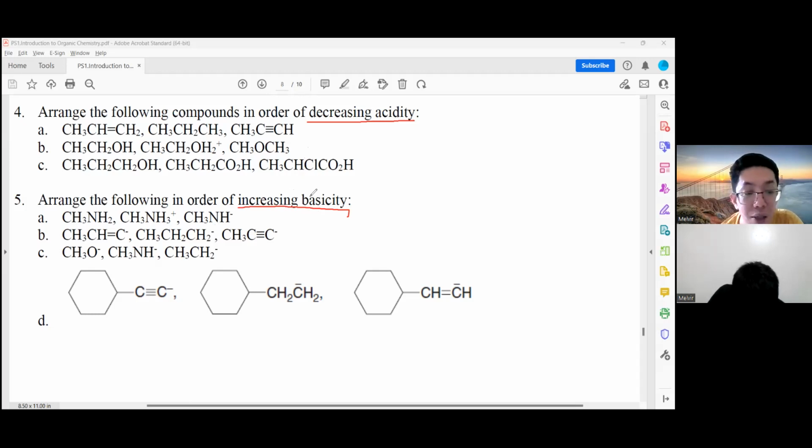So, you have four sets of compounds there or chemical species. Just arrange them in increasing basicity. So, increasing basicity, start first with the least basic, intermediate basic, and then the strongest or the most basic chemical species. Sige, go ahead. You can answer dun sa space given no, for each item. Okay. Go ahead, Josh. Answer now 4 and 5.